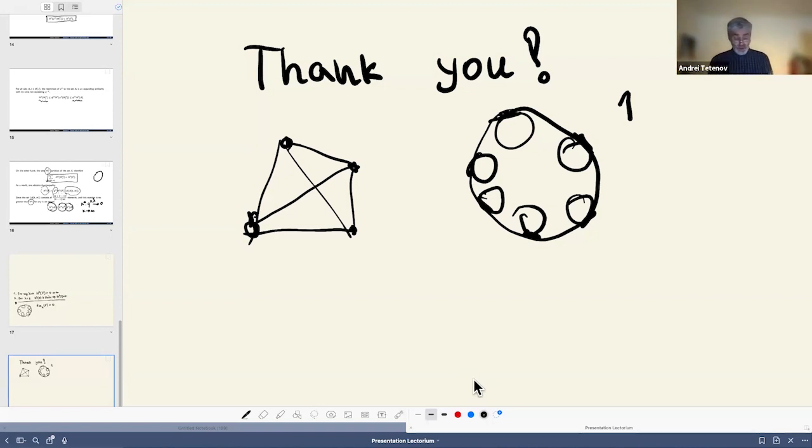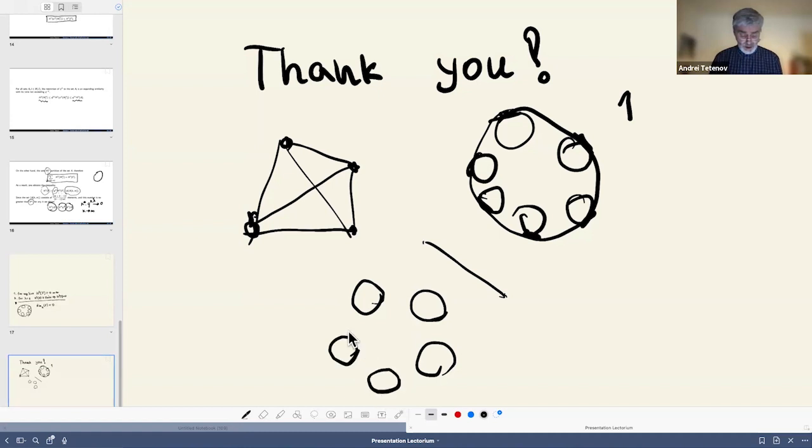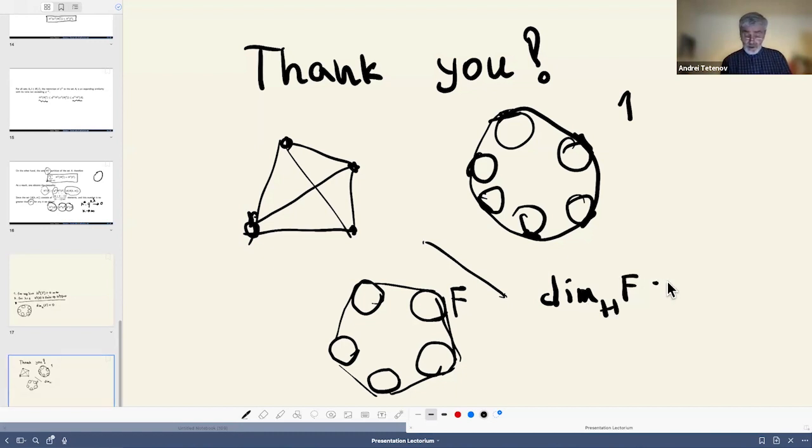And the third result, which I will not tell you today, is that if we have a self-similar set which satisfies the open convex set condition, then the set of extreme points of its convex hull has Hausdorff dimension 0. So these are all the results which are known today.